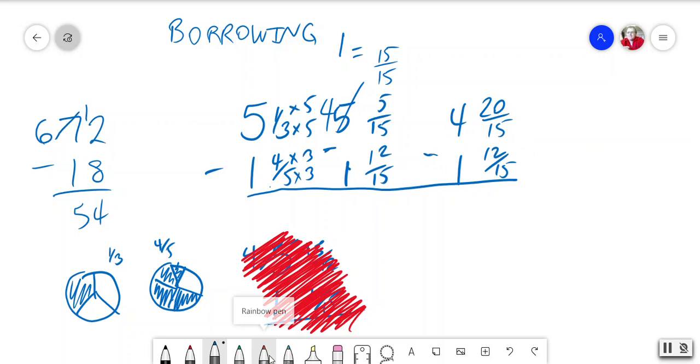Also, let me show you the way to kind of fudge on this. I wanted you to see this, so you know why. But the shortcut is just take the 15 and add it to the 5. Boom, got 20. So that's how it works. 20/15 minus 12/15 is 8/15. 4 minus 1 is 3. 8 over 15 does not reduce. Boom, you got it. I hope that's not too obscure.